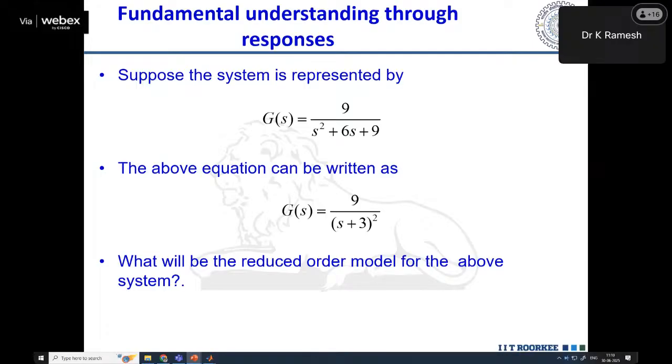Even with repeated poles, maybe 9 by (s plus 3) raised to the power 10, the researchers have developed some concept, some logic to solve this problem. That type of work has come in the literature and been published in top journals.